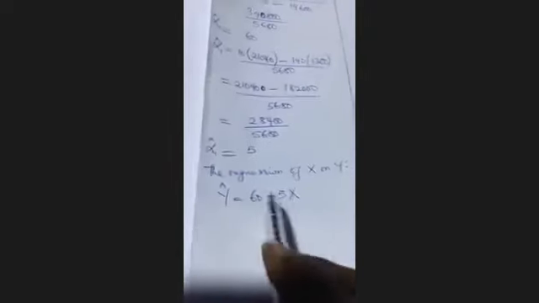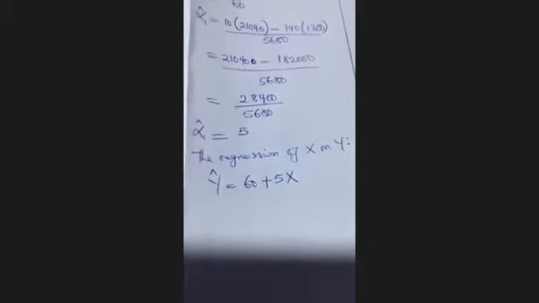The sign is plus 5x. So this is what you've been able to do. Very importantly, this is what you've been able to do. Now, before you go ahead to interpret, check first the next question to be sure the next question is not asking you what we're about to do.